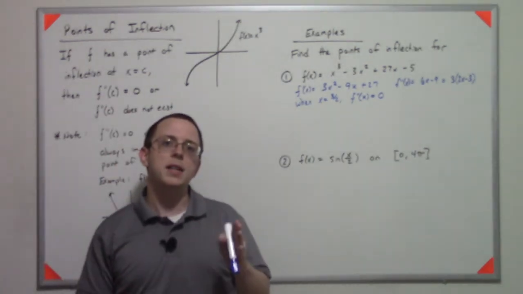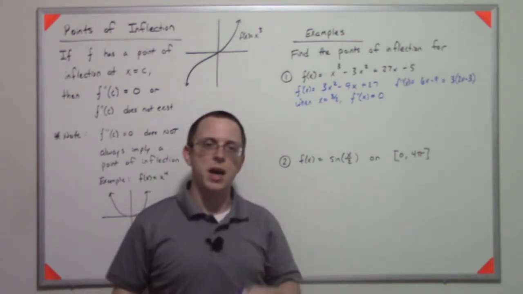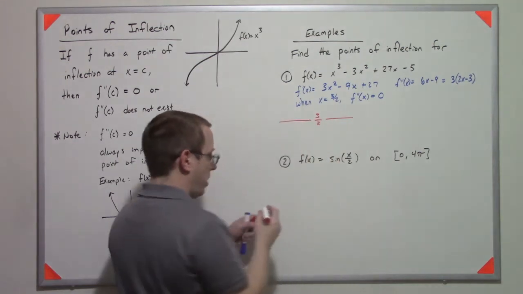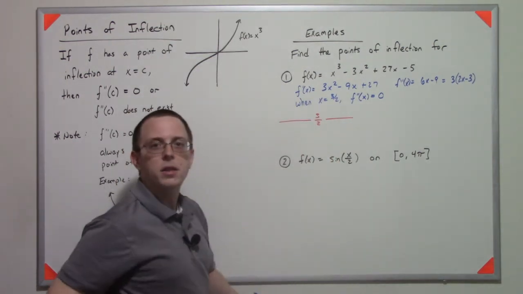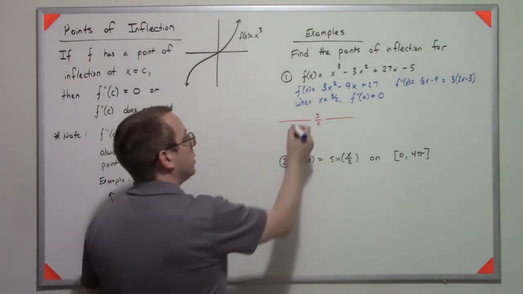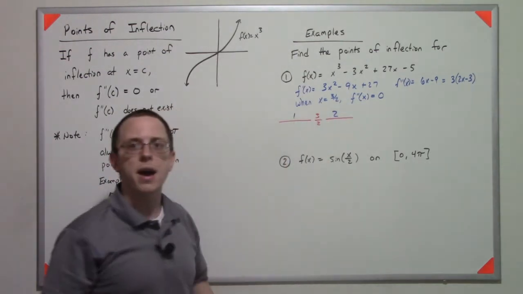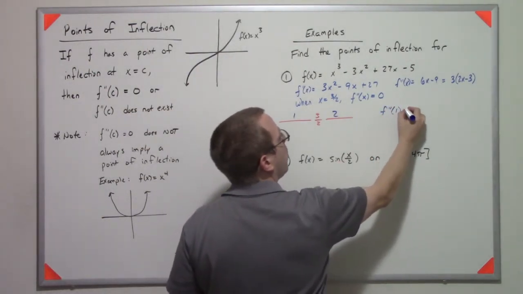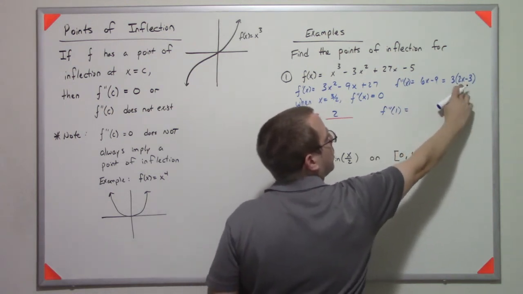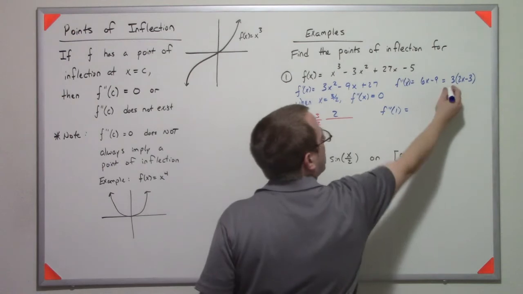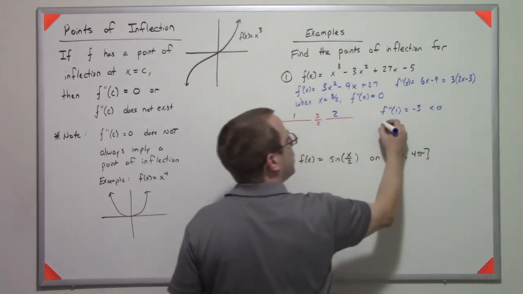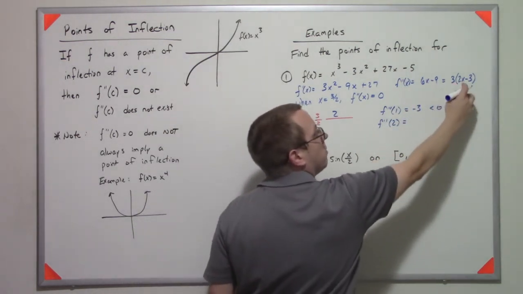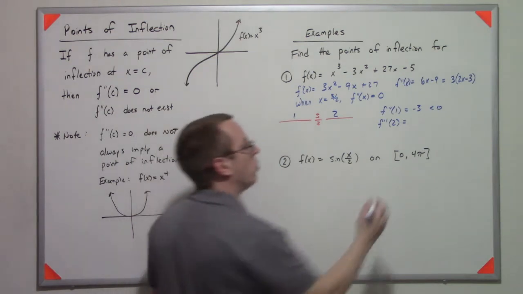So what I need to do is take a look at some numbers on either side of 3/2. So let's take a look at 1 and 2. 1 is less than 3/2, 2 is a bit larger. So if I do f double prime of 1, I get 2 minus 3, which is negative 1, times 3, so it's negative 3, which is less than 0. F double prime of 2 is 3 times 4 minus 3, so it's 3 times 1, which is positive 3, greater than 0.